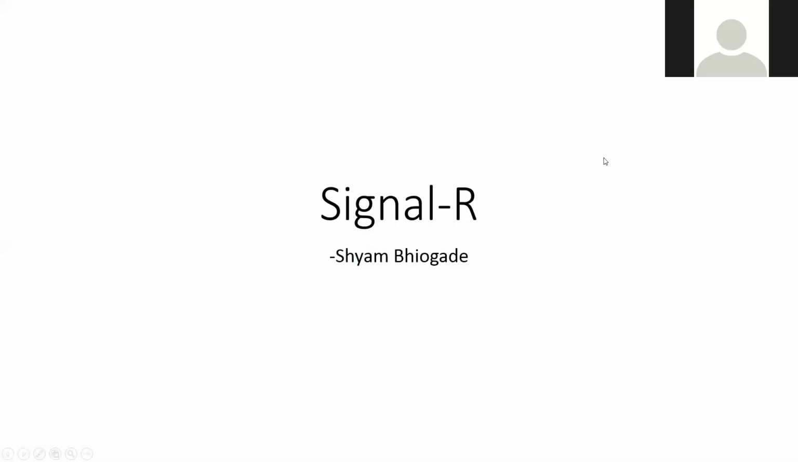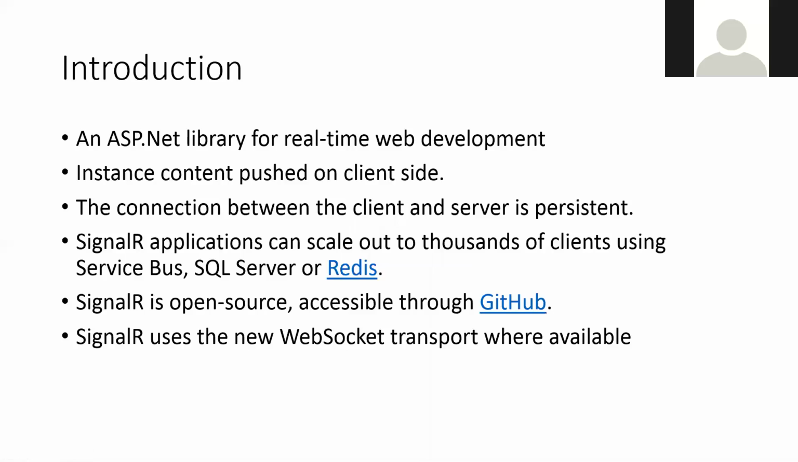Hi, today we are going to see what is SignalR and a simple demo for it. So what is SignalR? SignalR is an ASP.NET library for real-time web development. It pushes the instant content on client side. Also, the connection between the client and server is persistent.